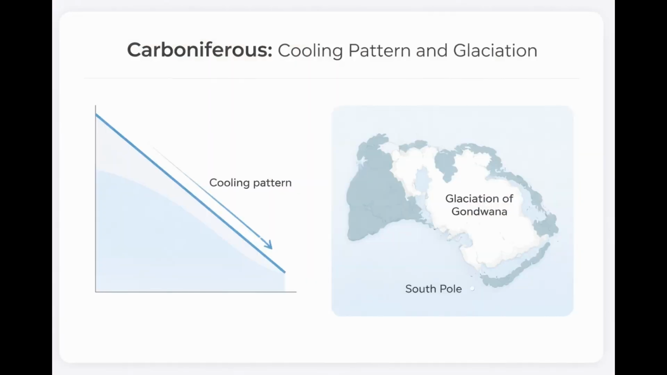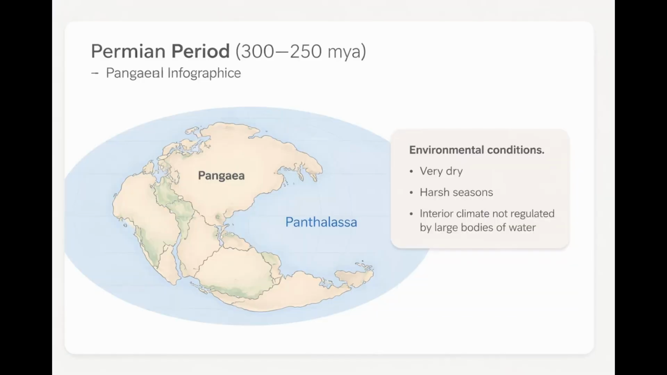Climate-wise, the Carboniferous is described as having an overall cooling pattern. Eventually, this cooling contributed to the glaciation of Gondwana, especially because much of Gondwana was situated around the South Pole. So again, we see the connection between plate tectonics, where continents sit, and climate, because polar positioning makes large ice sheets much more likely. At the beginning of the Permian, all continents assembled into the supercontinent Pangaea, surrounded by a single vast ocean called Panthalassa.